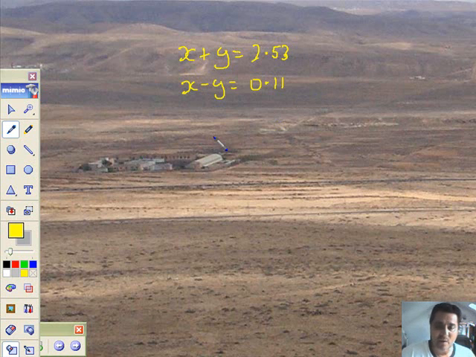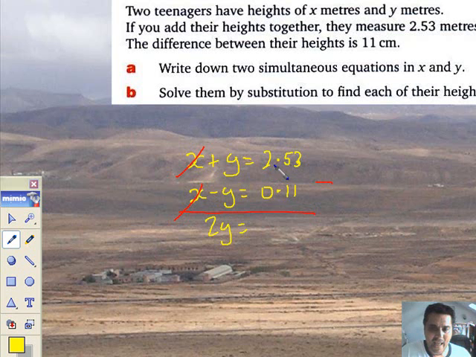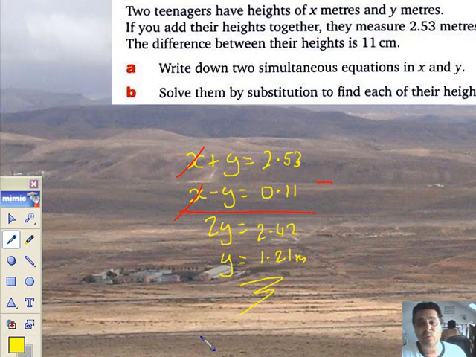Now, let's just do it by, I don't know, subtraction. If I subtract these two equations, I'm going to get rid of the x's straight away. And I've got y plus y, which is 2y, and 2.53 take away 0.11 is 2.42, so it's 2 meters 42 centimeters for two of these teenagers. So, well, two y teenagers. So now just divide by 2, 1.21 meters. Alright, so the height of one teenager is 1.21 meters.